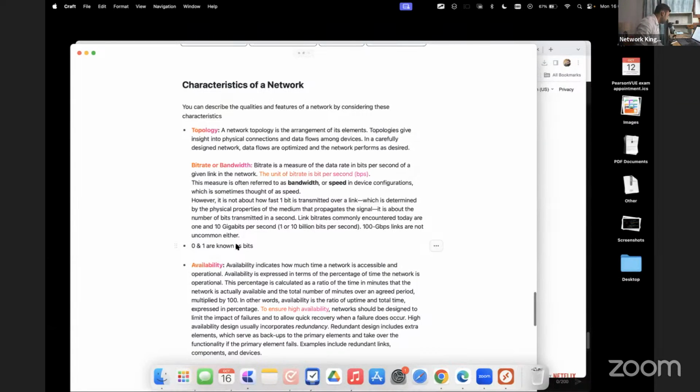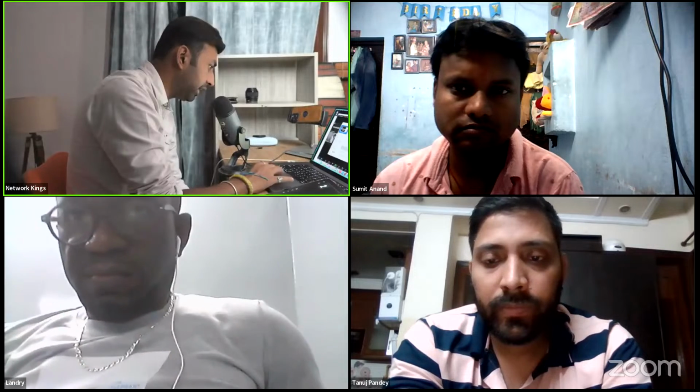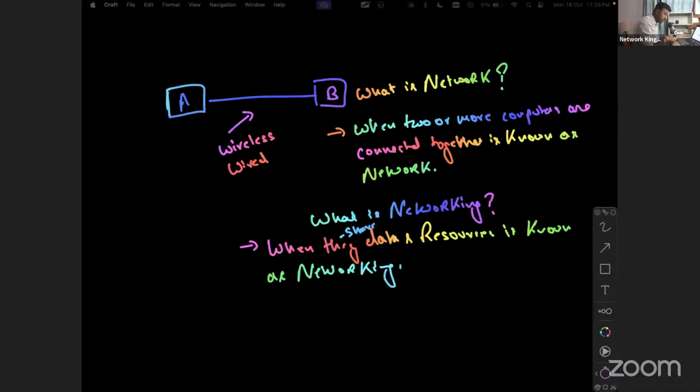Instead of one ISP, we will go with 2 ISPs. Instead of one device, we will go with 2 routers. Because if one router fails, my company network will go down. If you remember, when I started the class, I told you: remember this, okay? What is network? When 2 or more computers are connected together is known as network. And when they share data and resources is known as networking, right?